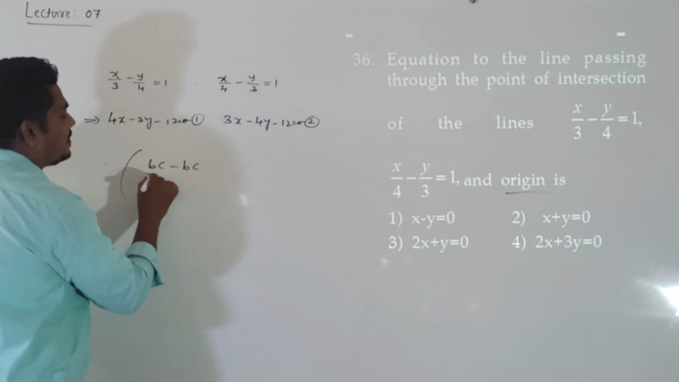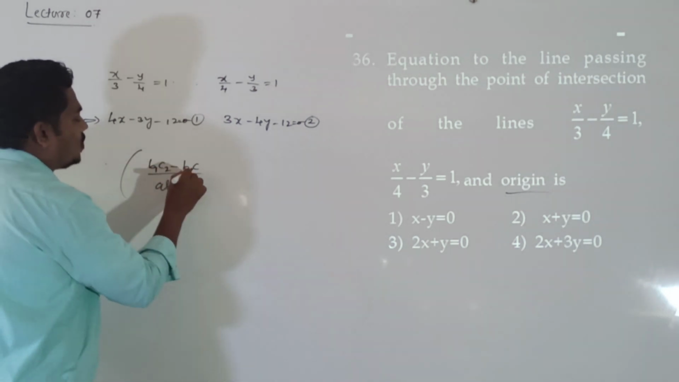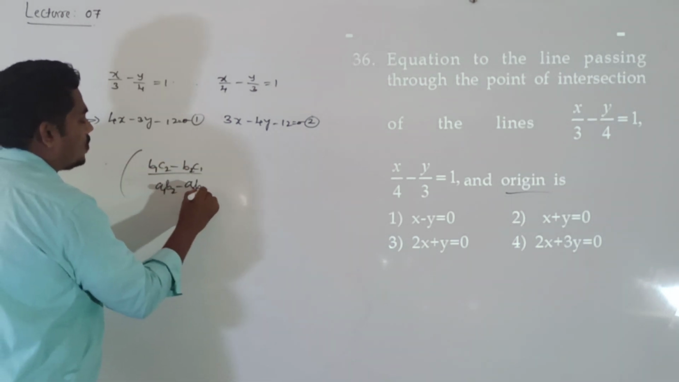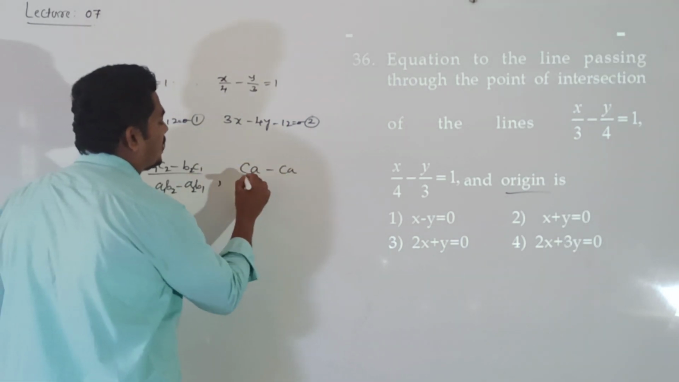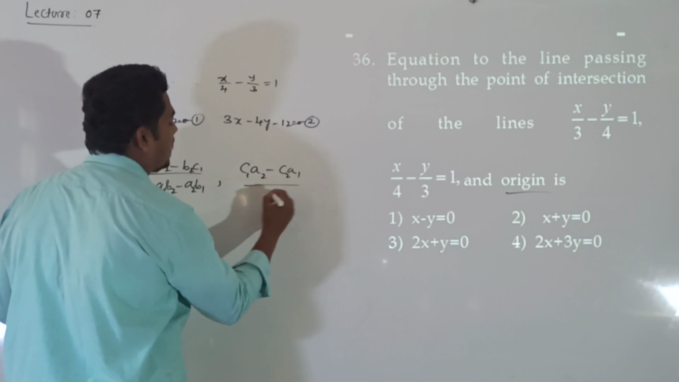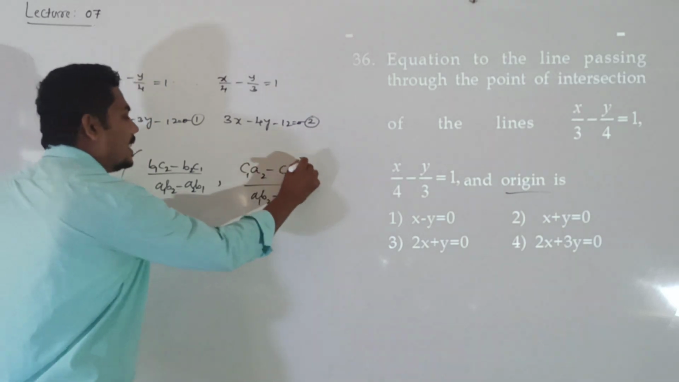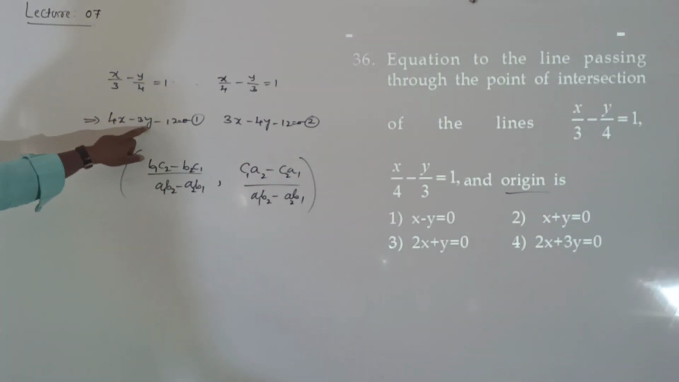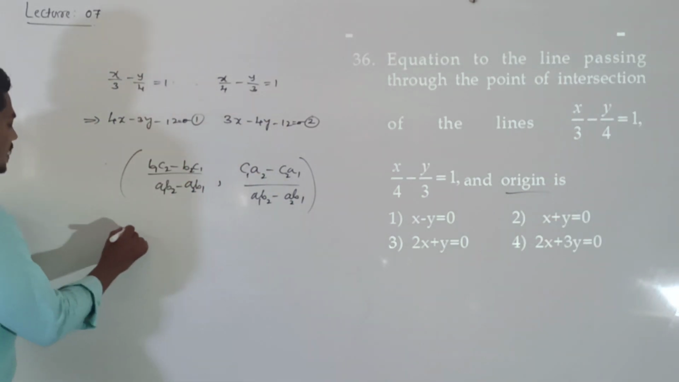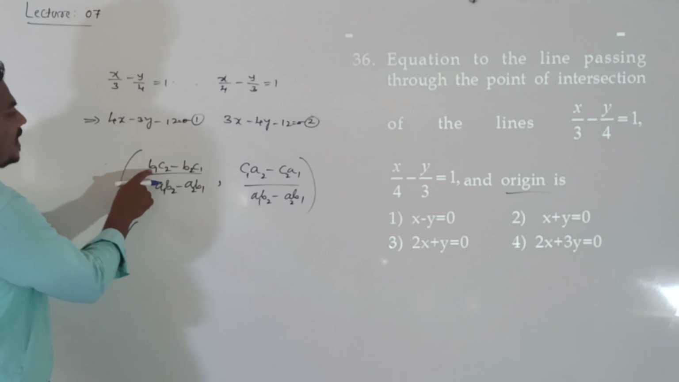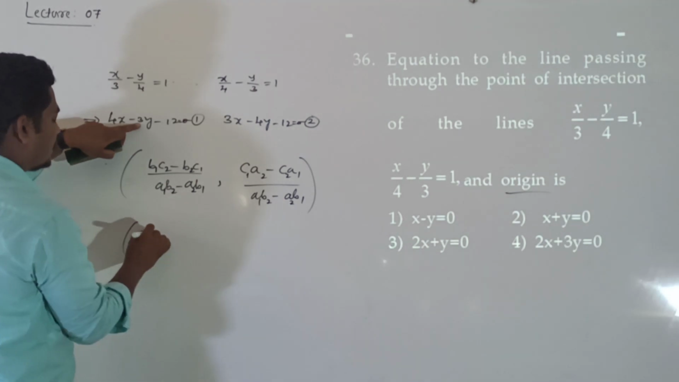BC minus BC divided by AB minus AB. Order is 1 2 2 1 1 2 2 1. Then CA minus CA 1 2 2 1 divided by AB minus AB, right? Order is 1 2 2 1. Point of A1 B1 C1, A2 B2 C2. Then point of intersection is B1 C2, B1 C2, 36, right?